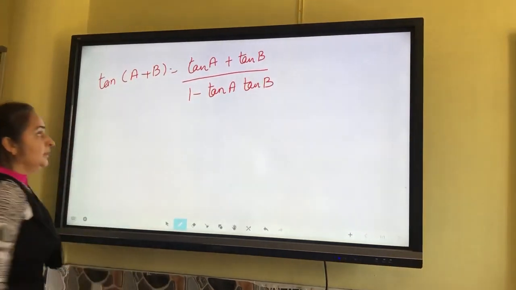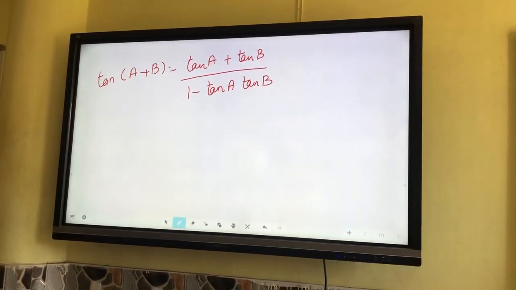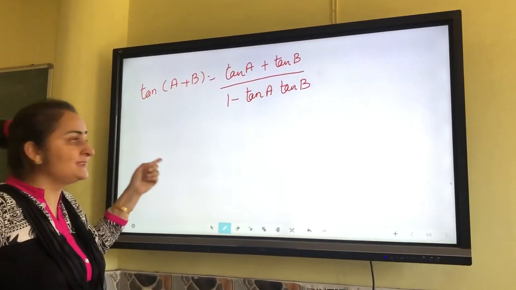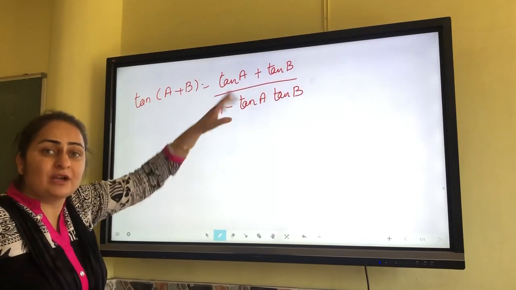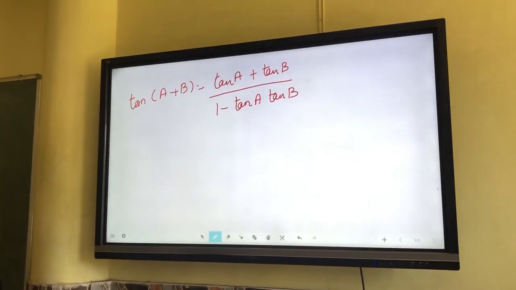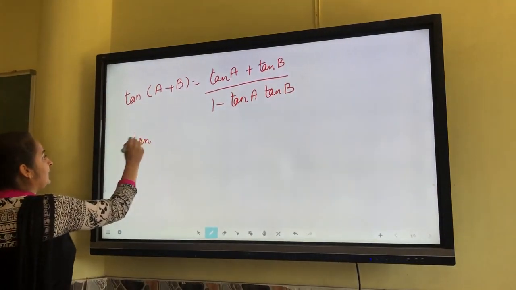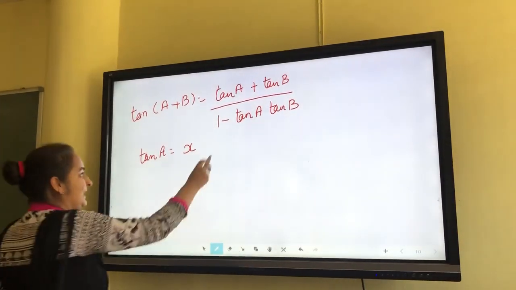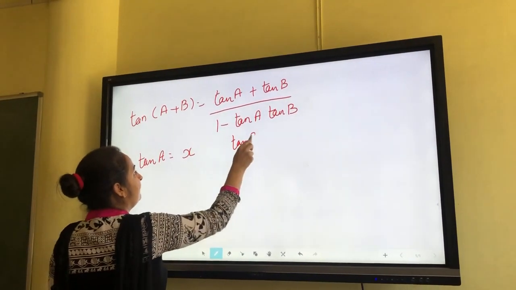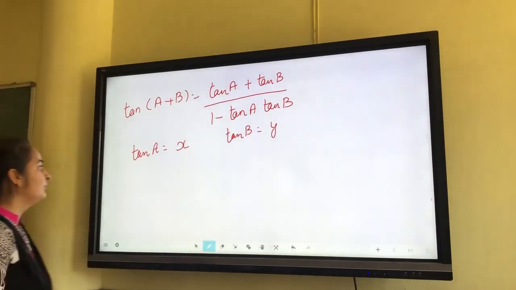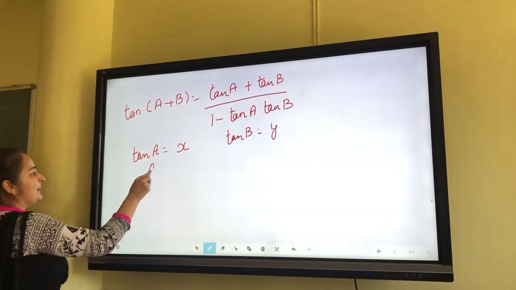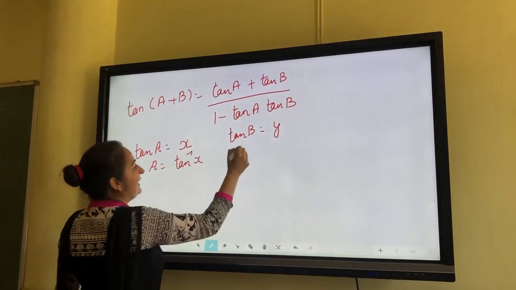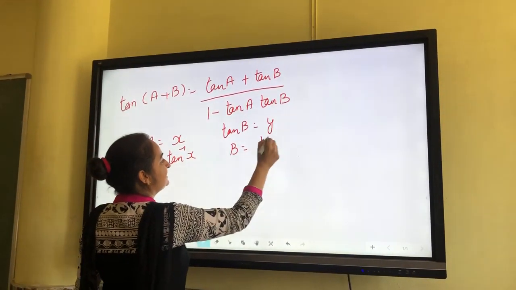But in the 12th class, in place of direct trigonometry, we have to change this trigonometry into the inverse trigonometric function. Meaning in place of tangent A, we want inverse trigonometry. Now I am replacing tangent A with x and tangent B with y. If tangent A is equal to x, then angle A is equal to tan inverse x and angle B is equal to tan inverse y.